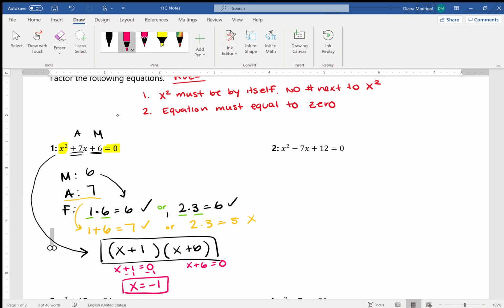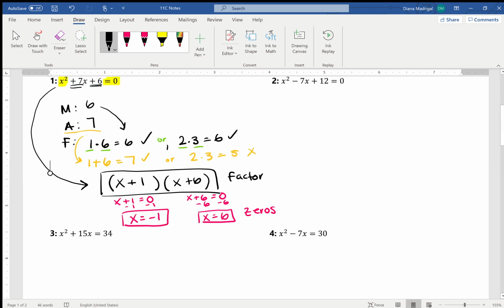And in this case, again, I'm going to have to get x by itself. So I'm going to subtract 6. So x will be negative 6. So these are my zeros. That means that if I was to put this in a graph, my graph would cross the points negative 1 and negative 6 on the x-axis. So again, this is my factorization. This is my answer for factoring. And these are my zeros.